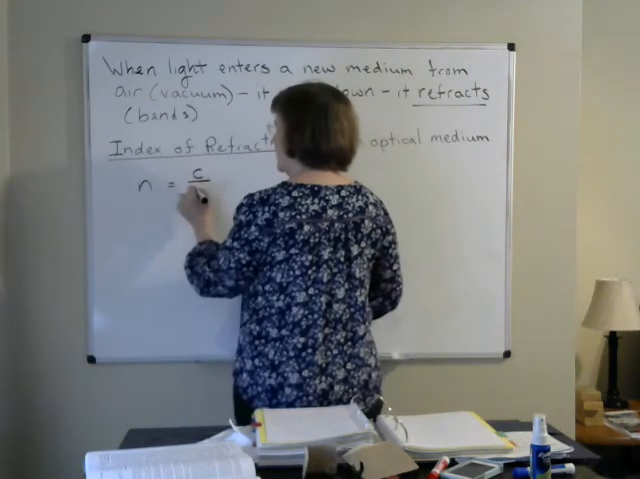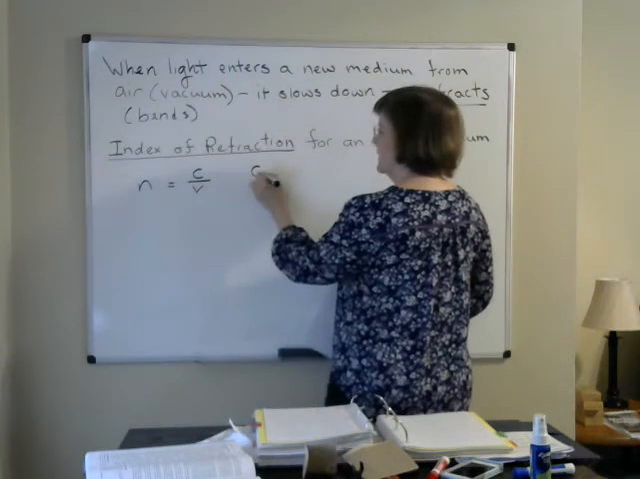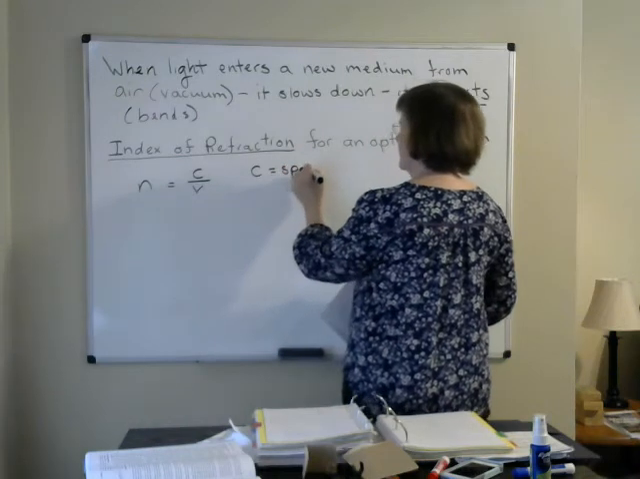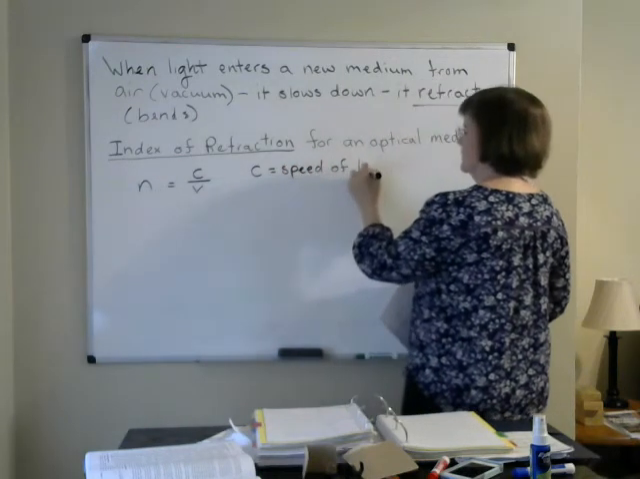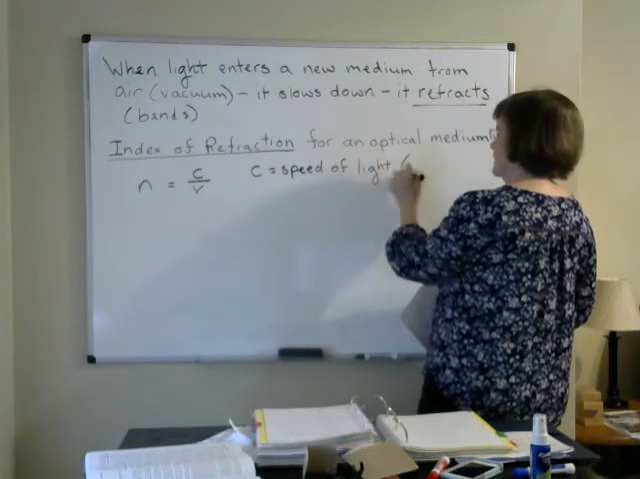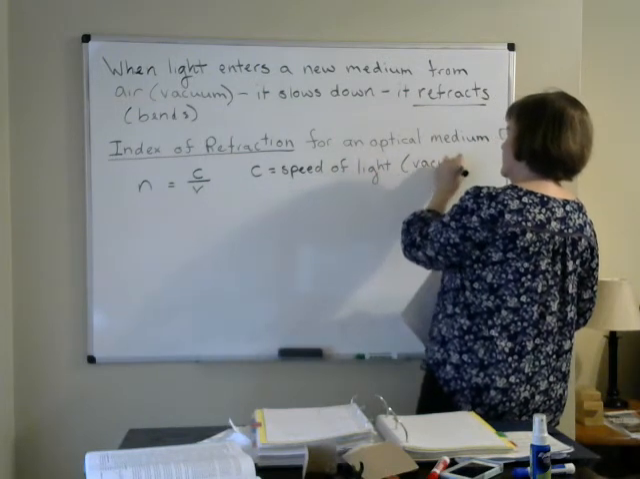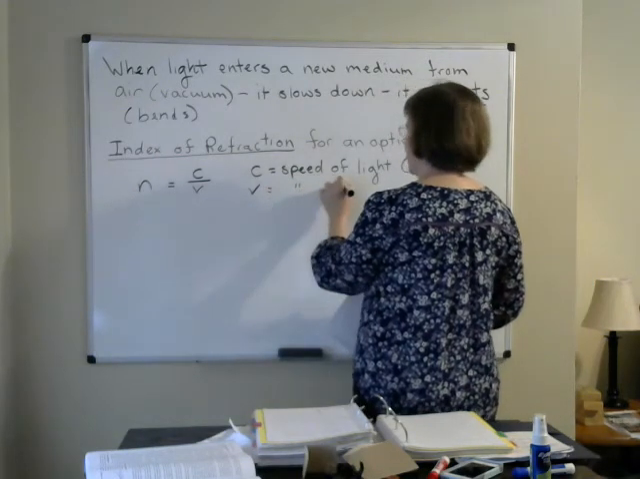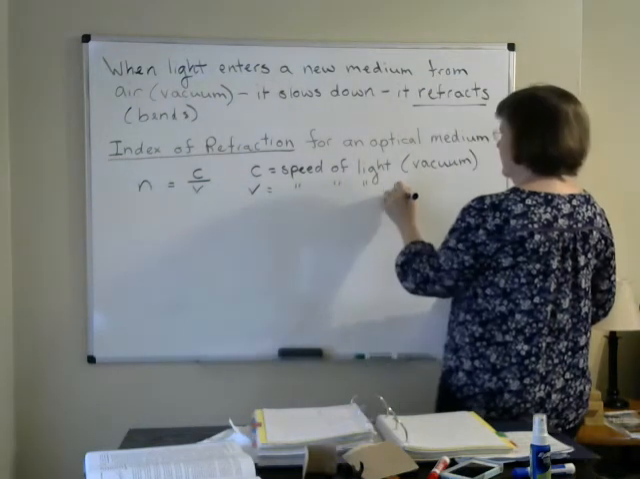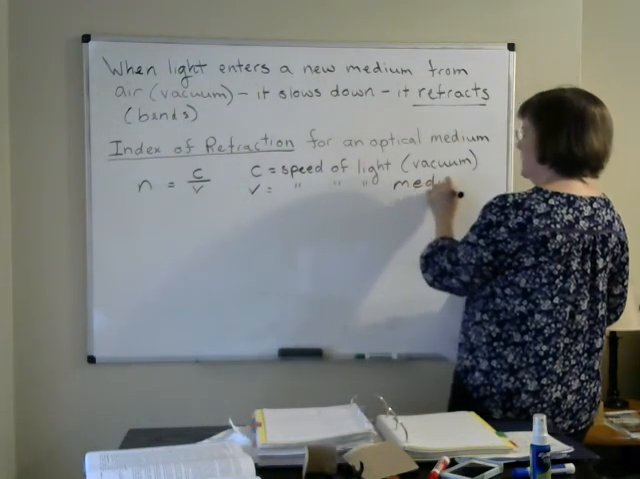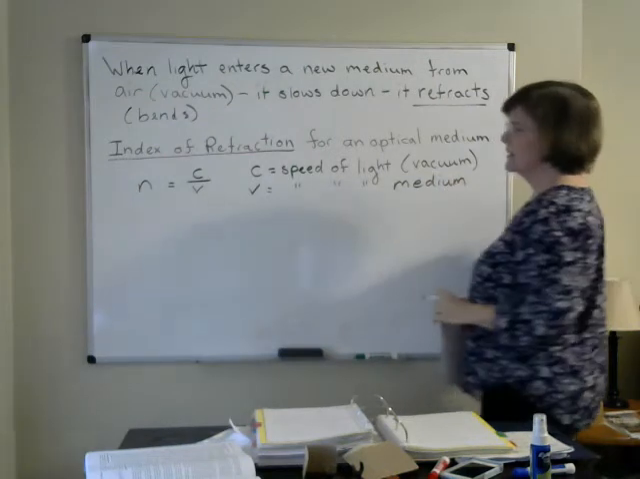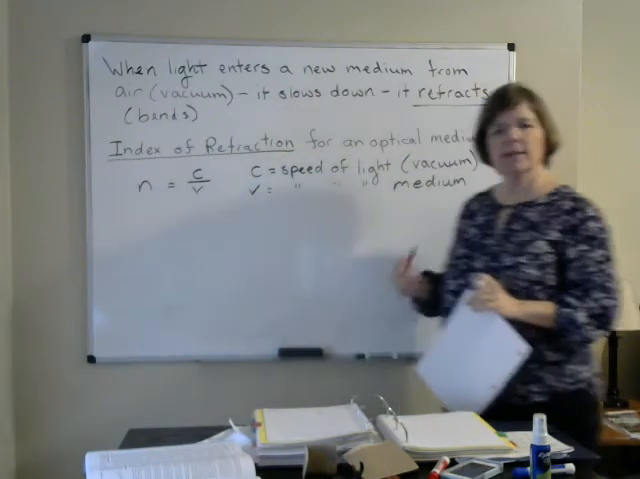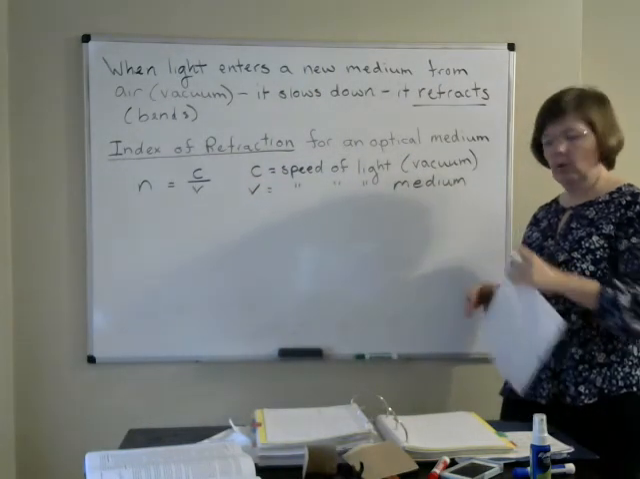c over v. c is, of course, the speed of light in a vacuum, and v is the speed of light in the material, or in that particular medium. Since the fastest speed will always be the speed of light, and it slows down in mediums, this always gives us a number that is greater than 1.